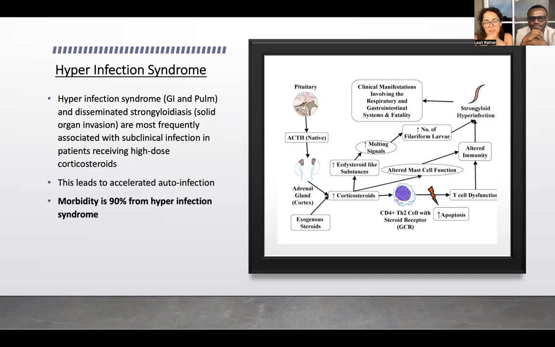So I put a little bit of the immunology here on the right side. Essentially, it affects your CD4 and Th2 helper cells because of the steroid receptor, which causes increased apoptosis and more T cell dysfunction, which then causes the altered immunity and this hyperinfection syndrome, and it really just spreads everywhere. Again, very preventable, and just make sure that you're screening for strongy in your patients that are return travelers in the US, and also when you're globally before you start steroids.